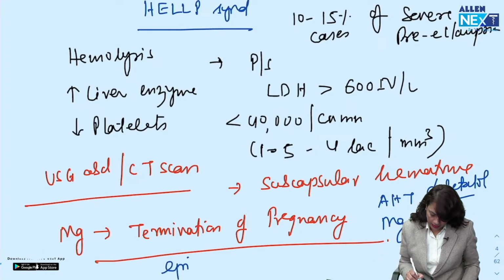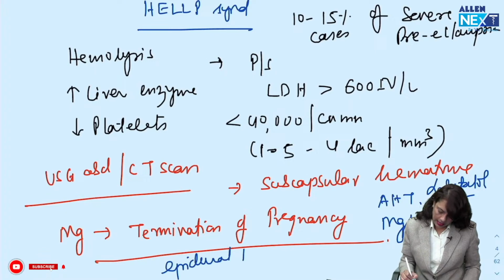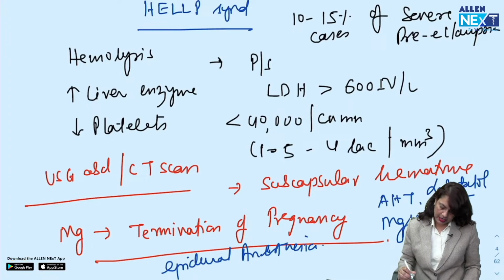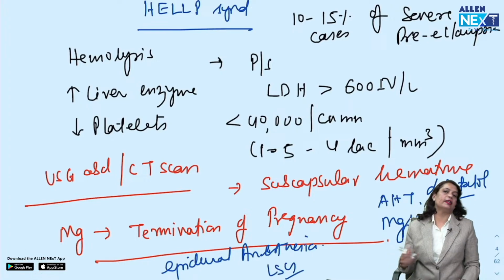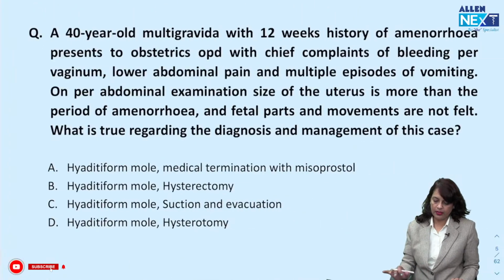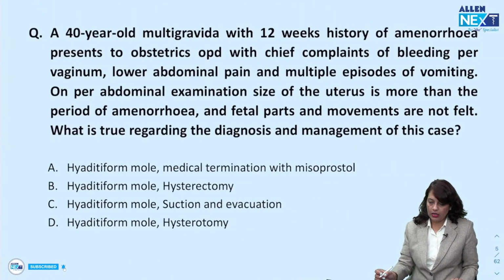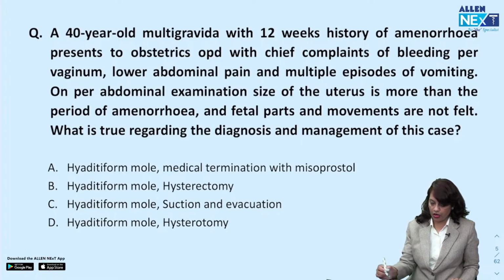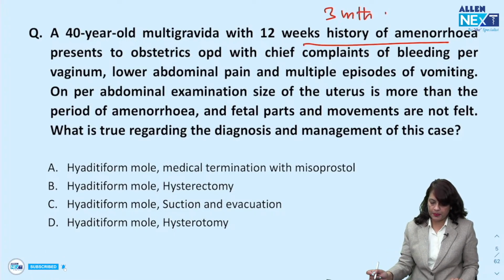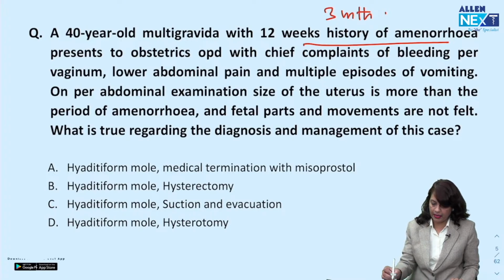So epidural anesthesia is the safe anesthesia, and you perform a cesarean section if the cervix is closed. Clear? Next, a 40-year-old multigravida with 12 weeks history of amenorrhea. Amenorrhea is 3 months, and she presents to the obstetrics OPD with chief complaints of bleeding per vaginum.